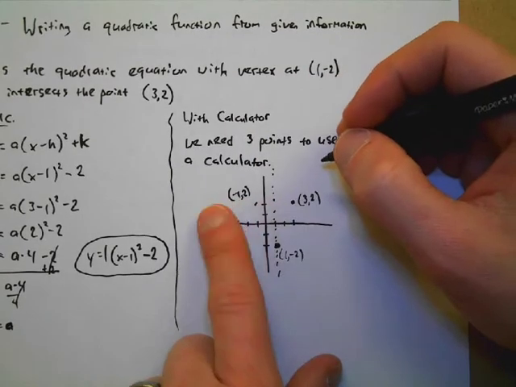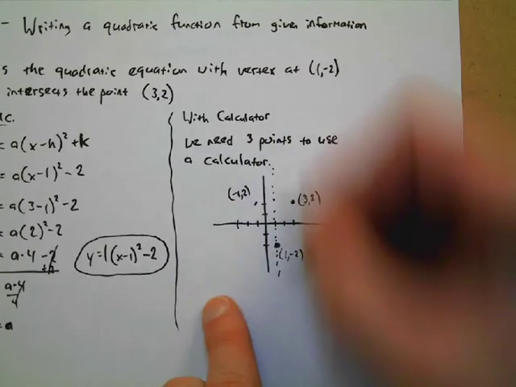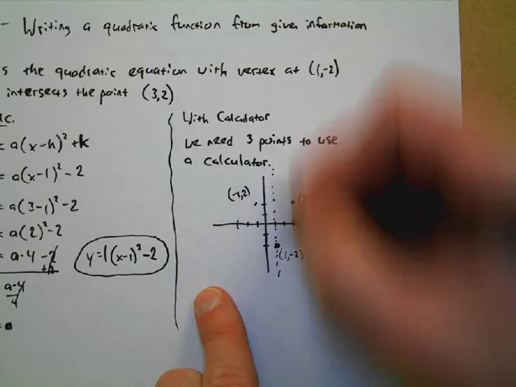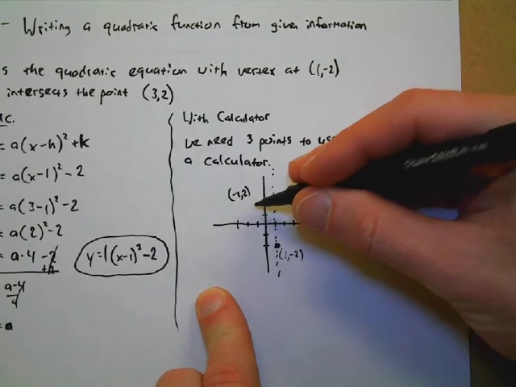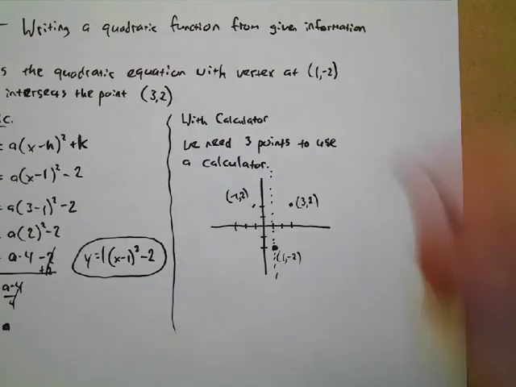Okay? If we have our vertex, that's our axis of symmetry right there, right? And so we can reflect that 3, 2 over to negative 1, 2. And so we have a third point. Now that we have 3 points, everything else we can do is on our calculator. So let me show you here.